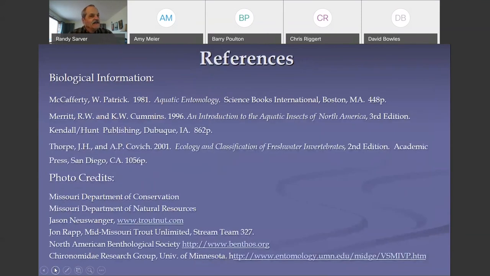Okay. So the references I mostly used were again McCafferty, 1981, and Merritt and Cummins, which is a great book. If you want to get down to the genus level, there is a later edition, a 5th edition, that probably needs to be updated. And then I list the photo credits, but they were listed on each photo too.